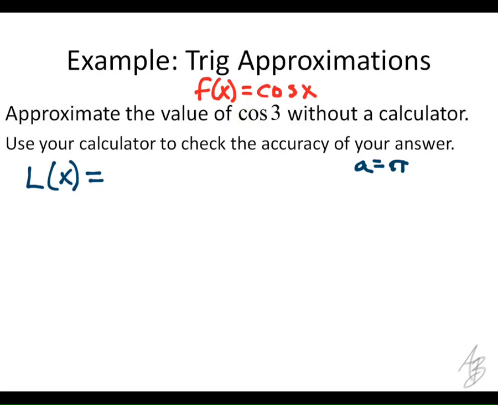What does the linearization formula say? What's the first thing? F of a. We said a is pi, so what's the cosine of pi? -1.